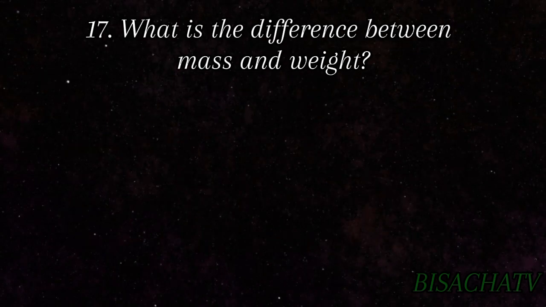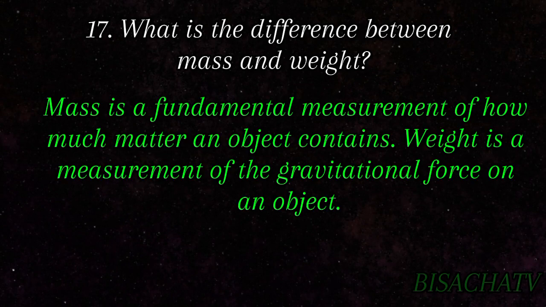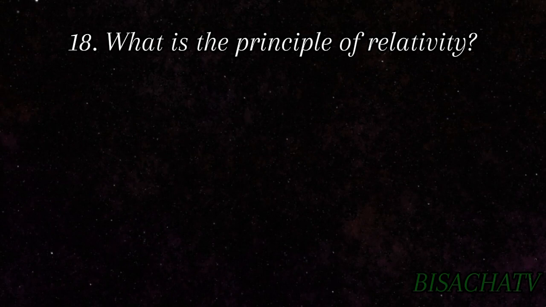17. What is the difference between mass and weight? Mass is a fundamental measurement of how much matter an object contains. Weight is a measurement of the gravitational force on an object. 18. What is the principle of relativity?